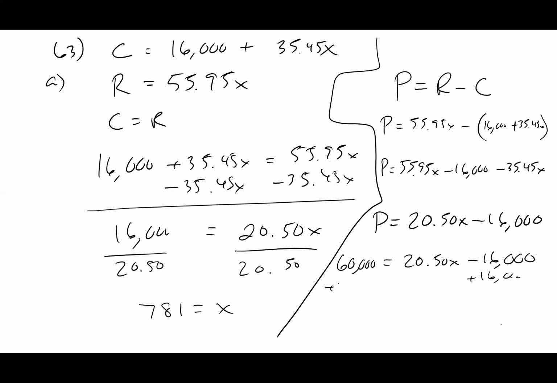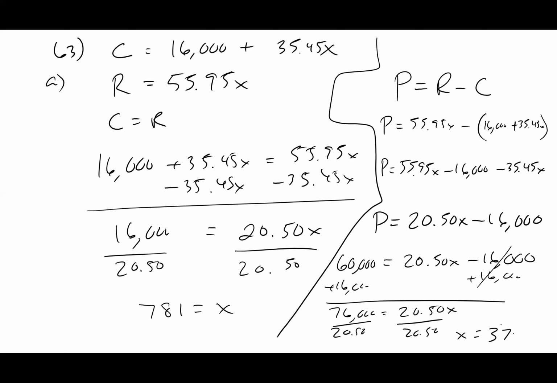Ooh, awesome. 76,000. You have to bridge the gap of how much you want and then how much it costs you. And 20.50. Sorry, I heard the answer. Answer is 708. Yeah. Boom. There it is.